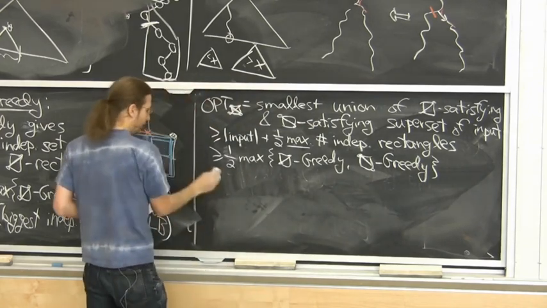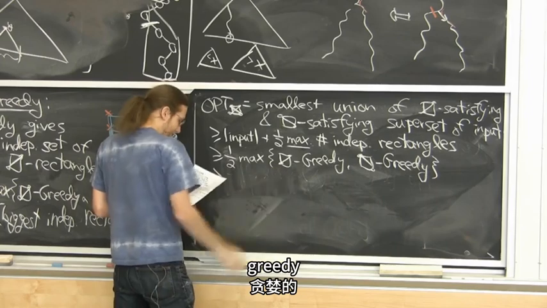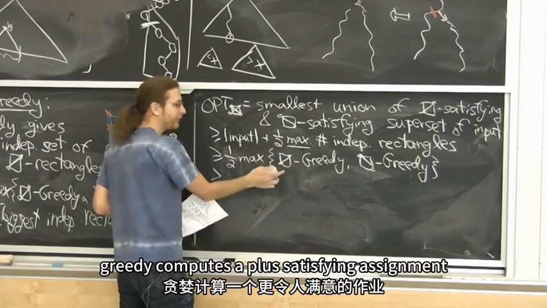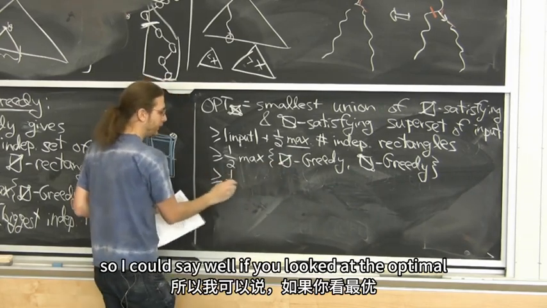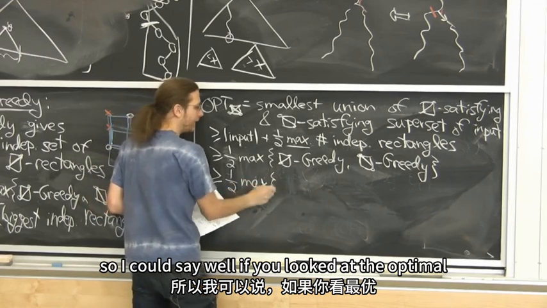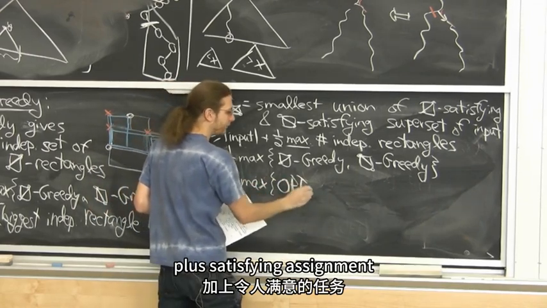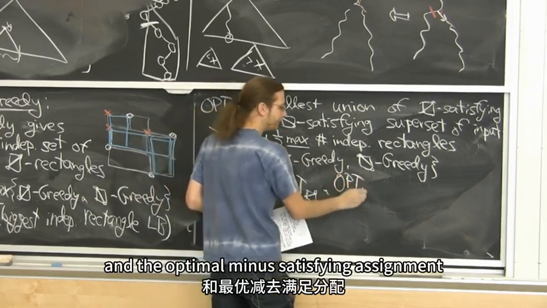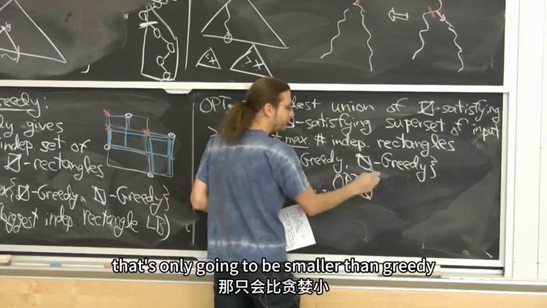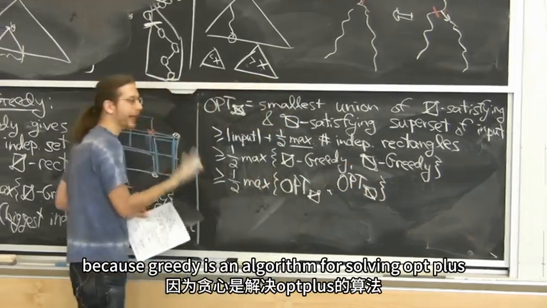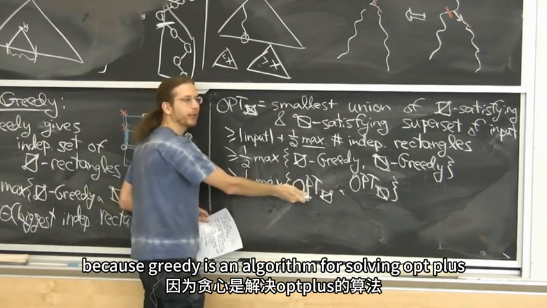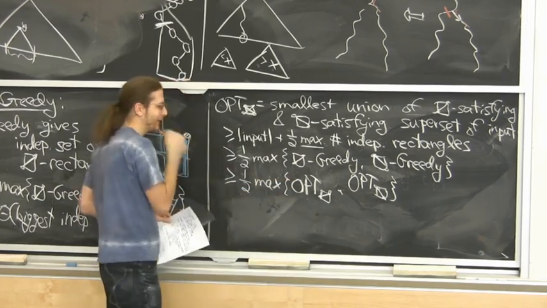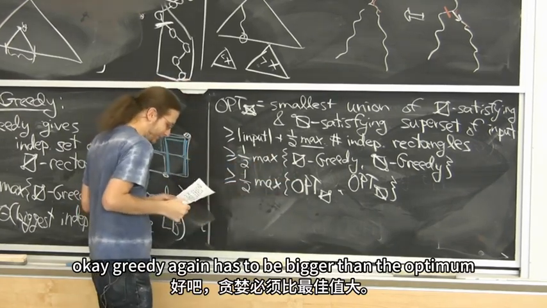Okay. Now, greedy computes a plus satisfying assignment. So I could say, well, if you looked at the optimal plus satisfying assignment, this is something we defined at the beginning of the lecture, and the optimal minus satisfying assignment, that's only going to be smaller than greedy, because greedy is an algorithm for solving opt plus. It can't be better than the optimum. Okay, greedy again has to be bigger than the optimum.